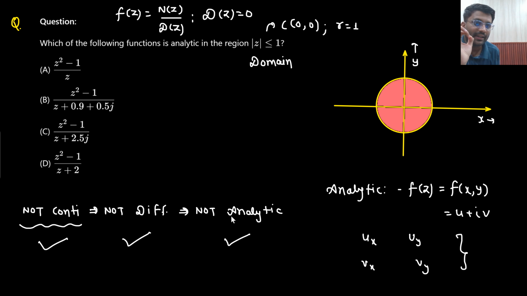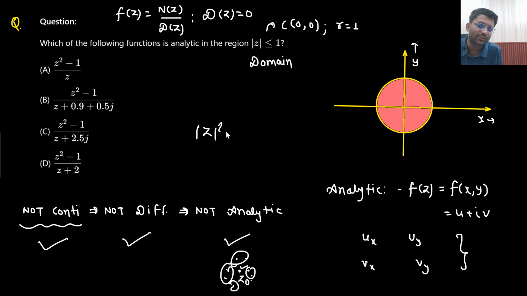Because what is the definition of analytic? That it should be differentiable at z0 and at nearby points as well. That means it may happen that the function was differentiable at z0, but at nearby points the function was not differentiable. We have seen those examples where the function was continuous as well as differentiable, but it was not analytic.